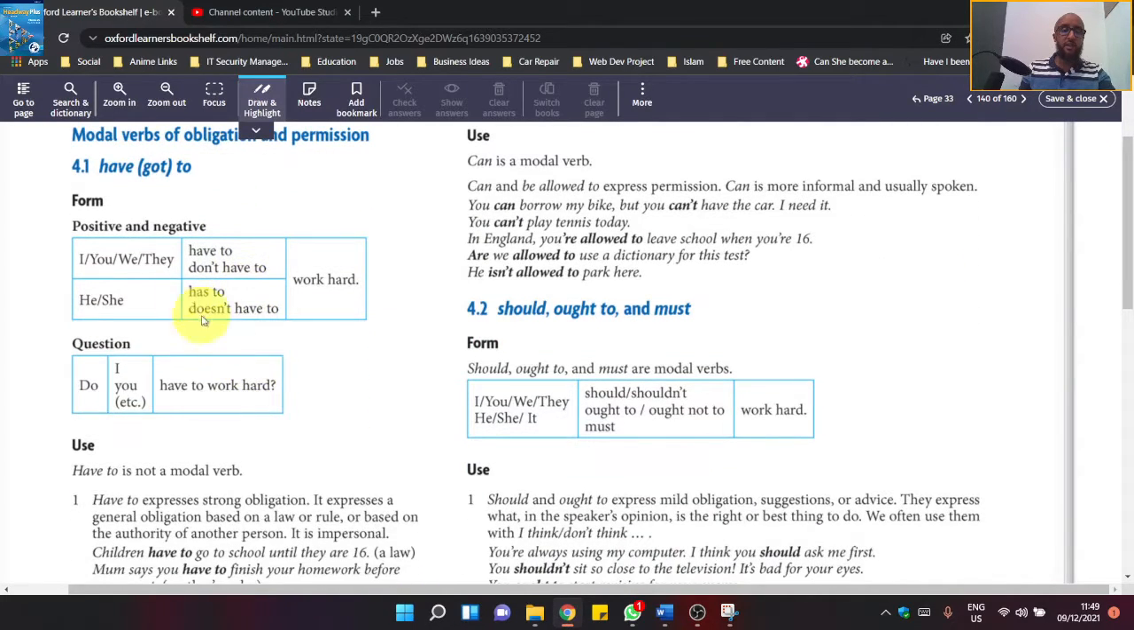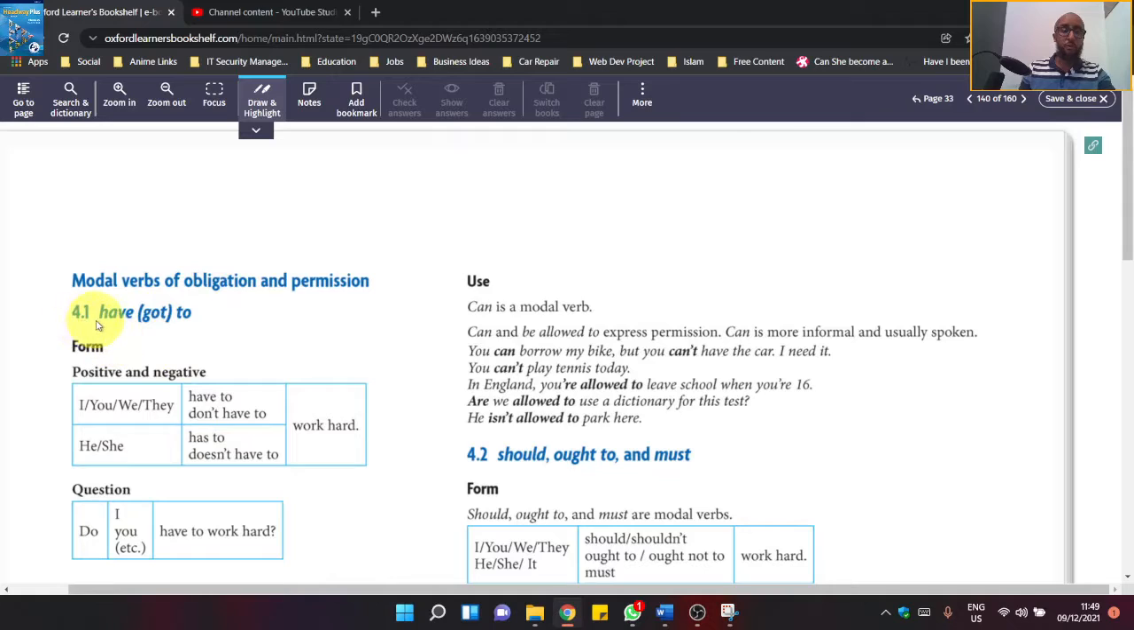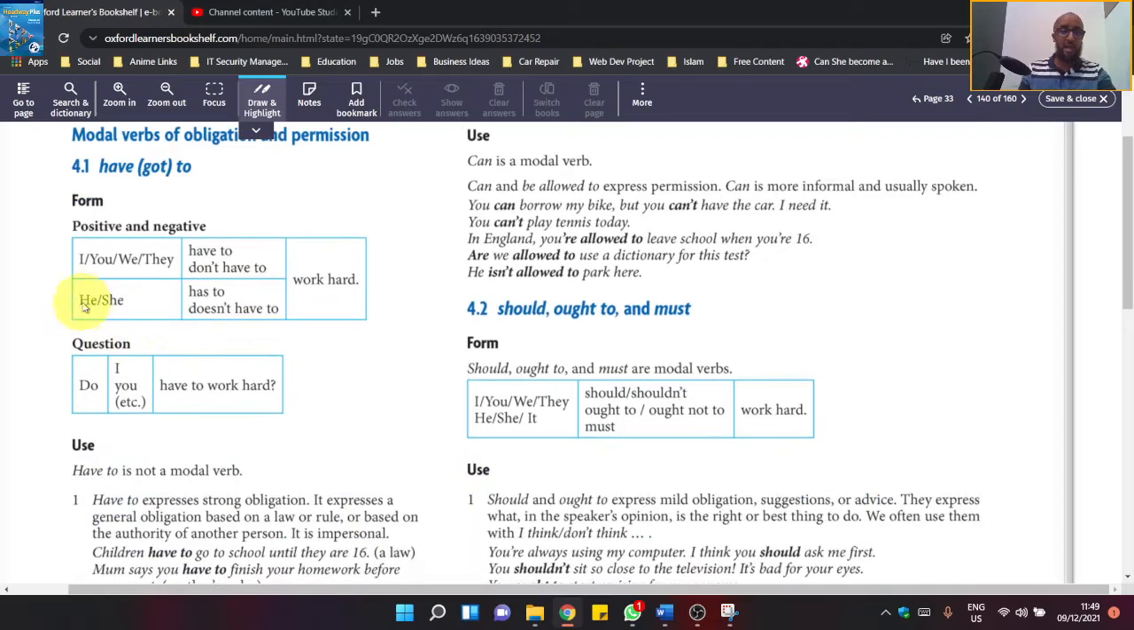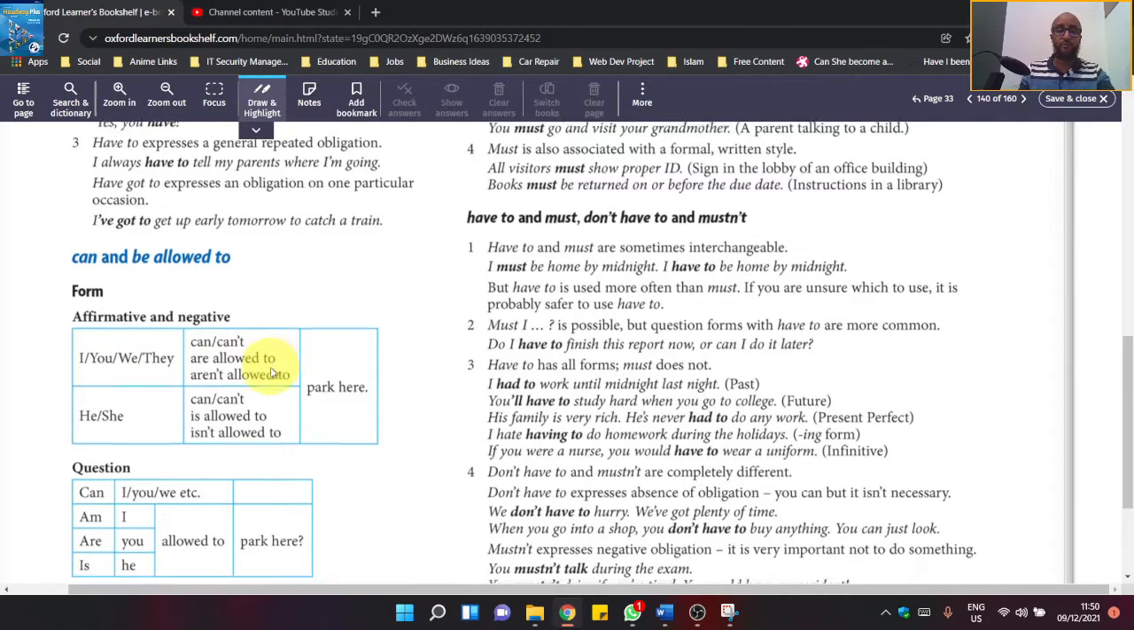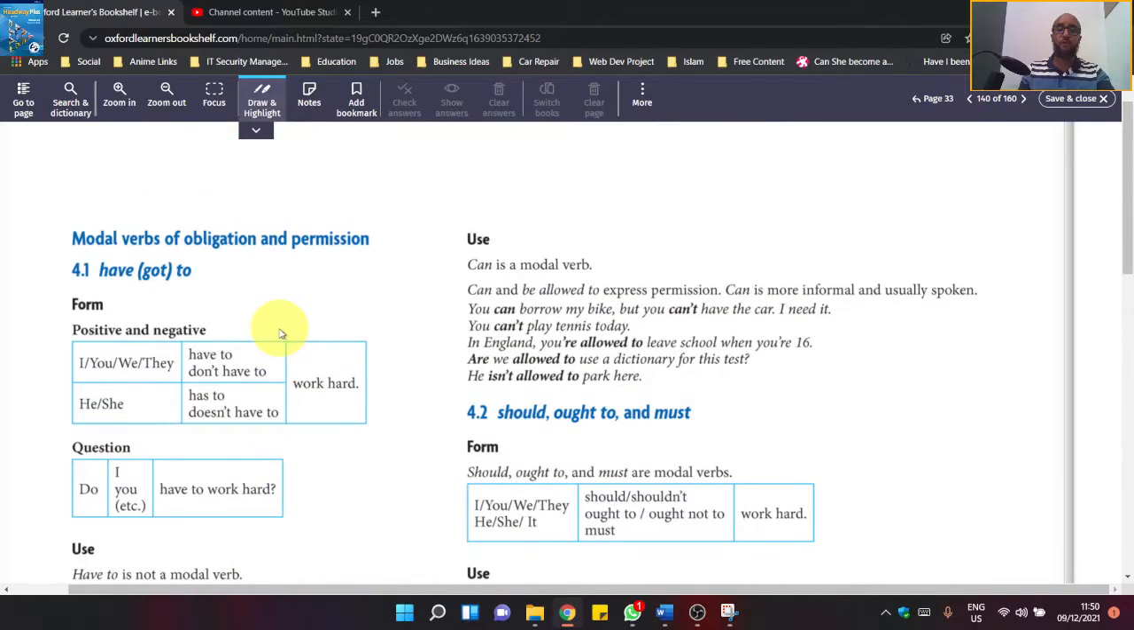Here they're giving us modal verbs of the word have to. Remember, have to, we can use it for obligation and permission. Here we have examples of how we use it. I have to, and with he and she, we say he has to or she has to. Guys, and here's the example of can and be allowed to. Here we say he or she is allowed to, but with I, you, we, and they, we use are allowed to. Good. So that is quite straightforward.